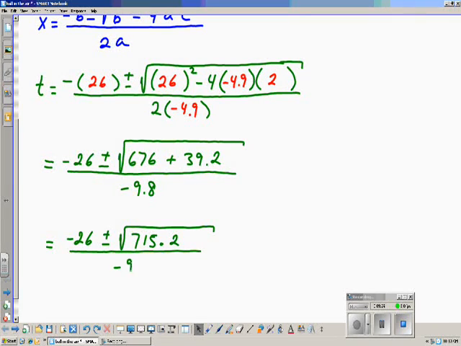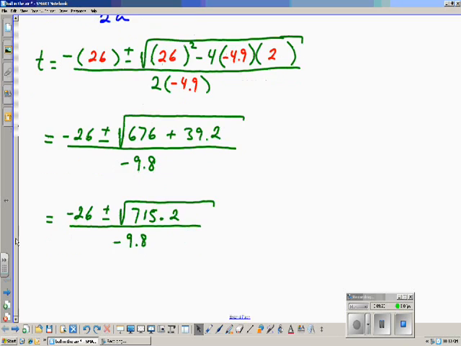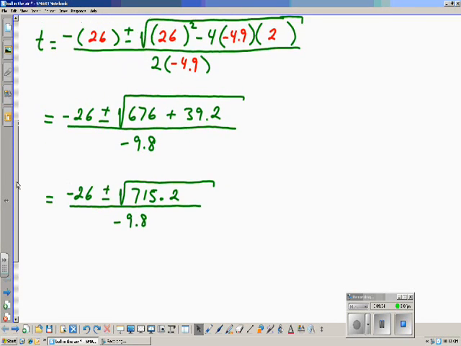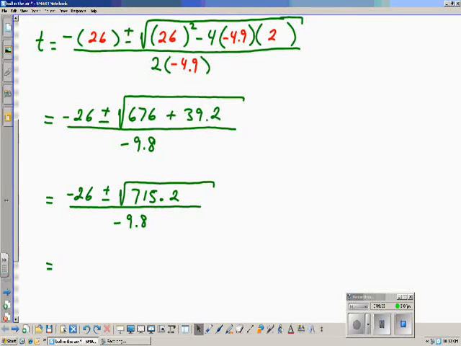And in this case, I'm looking for a decimal answer. I was asked for a time value, and I'm going to go ahead and give you a time value in decimal form. So in my calculator, I'll type in the radical of 715.2 and find out what that equates to. It's 26.743, and I replace that radical with that number.